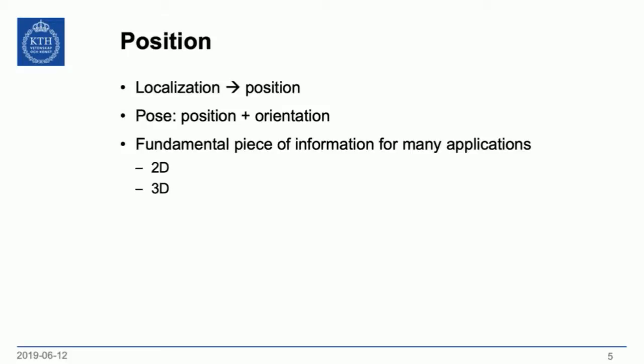Sometimes it's enough to have your position in 2D, sometimes we need it in 3D. If you have a logistics robot that moves around in a warehouse, you are pretty sure that it's going to move on the floor. So we don't really care about where it is in height. It's going to be on the floor.